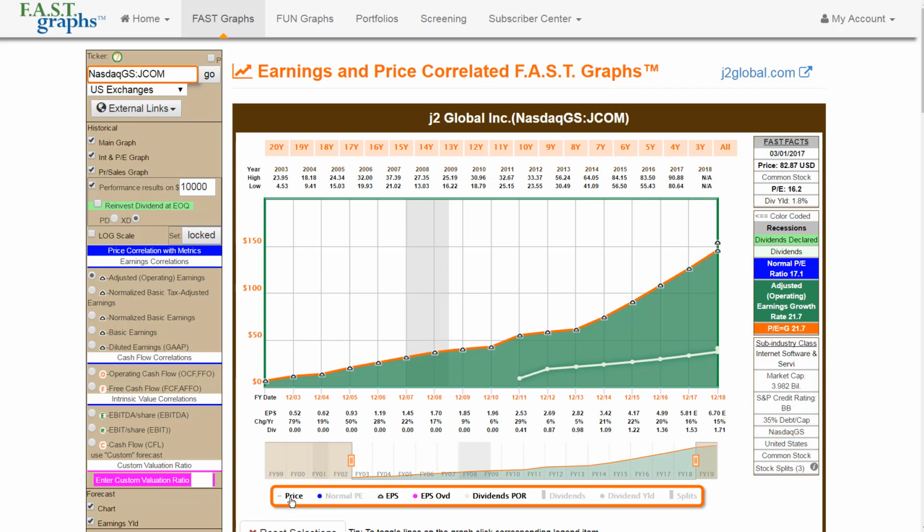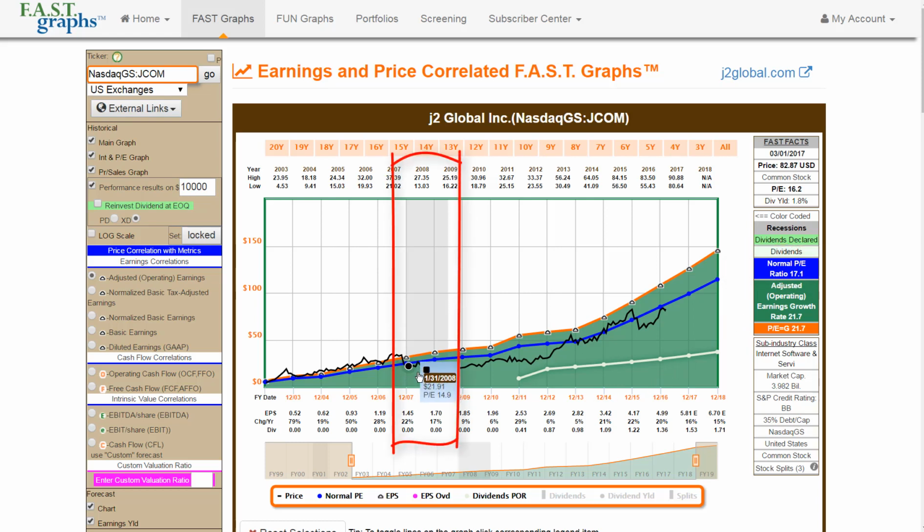Now next, I'd like to introduce monthly closing stock prices to the graph, and you can see that the price has tracked and correlated to earnings very nicely since the beginning of 2003. Now I'm going to add another valuation reference line, the normal PE ratio, and you see here that it's been very common for the market to value this stock at something close to a 17 PE ratio, which I might add, since the recession of 2008, has been somewhat lower than the company's historical growth rate.